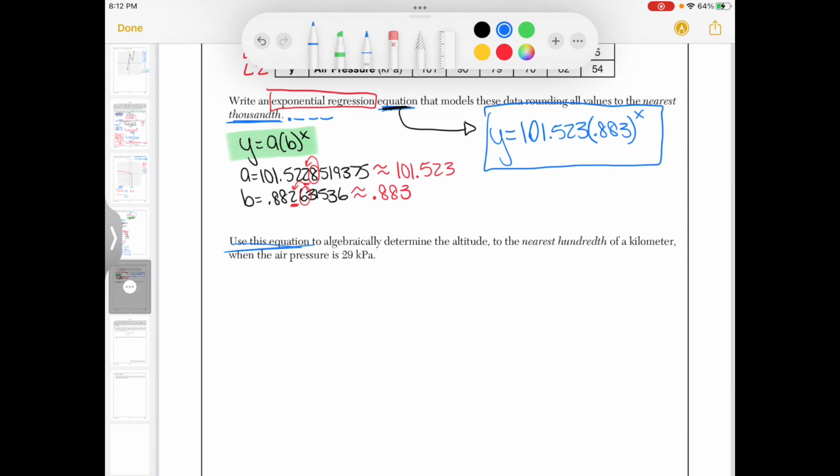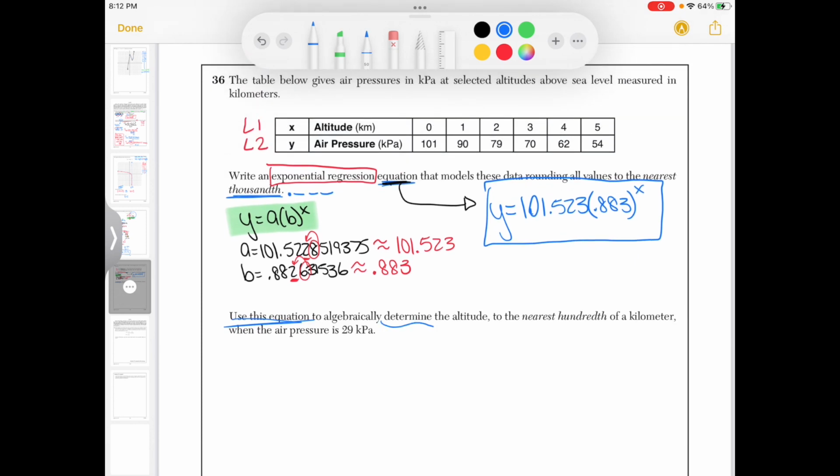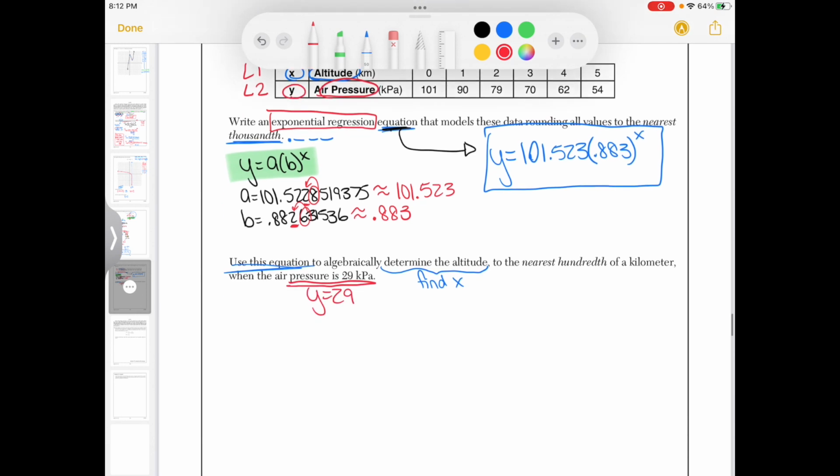Okay. Now part B says use this equation to algebraically determine the altitude. If it's asking me to determine the altitude, you guys think this through. If I have to find altitude, altitude is X. This is just saying find or solve for X, to the nearest hundredth of a kilometer, when the air pressure is 29. Air pressure is Y, so it's telling me Y is 29 and find X. So just take their code and their variables and plug in what needs to be plugged in, where it needs to be plugged in. If you plug 29 in for X, you're going to get the answer wrong because it's telling you that it's your Y value. So 29 is going to get plugged in for Y. Everything else is just going to come down.